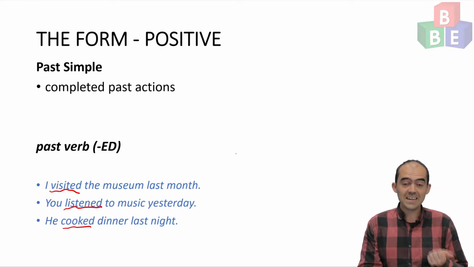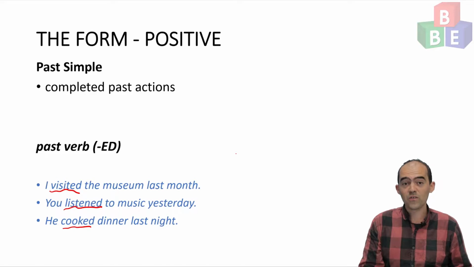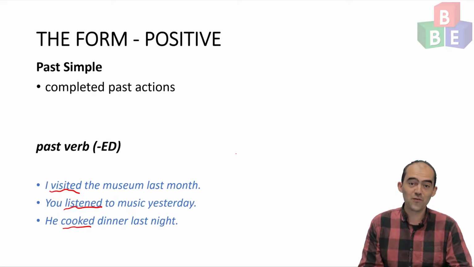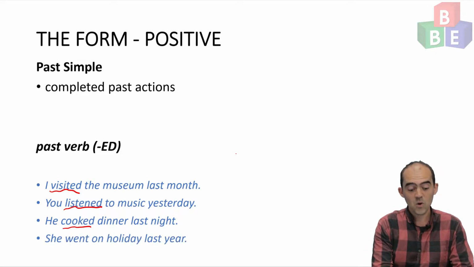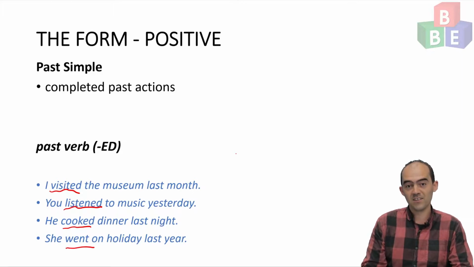Notice that visited, listened, and cooked, all of them have an ed ending. However, there are of course several irregular verbs like go. She went on holiday last year.